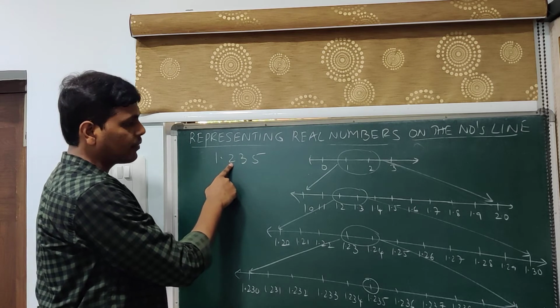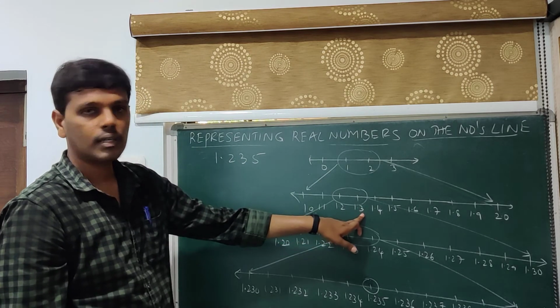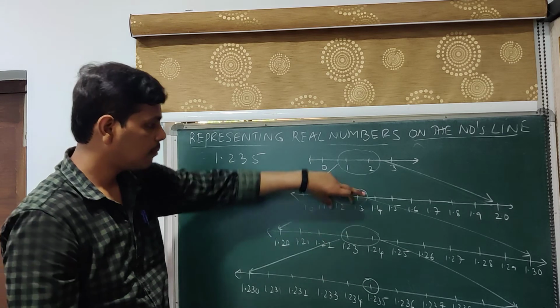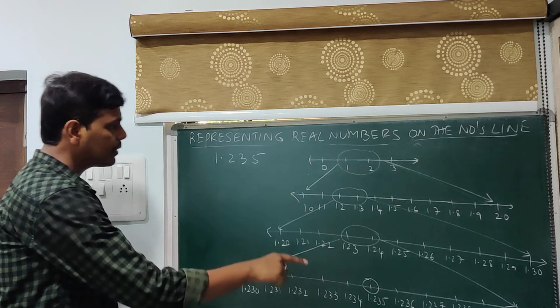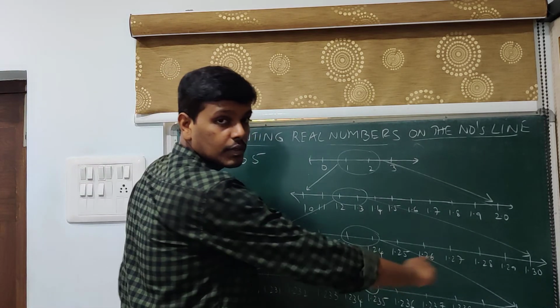So 1.235 lies between 1.2 and 1.3. So again I am magnifying that, and again I am thinking of where does this number lie between these numbers.